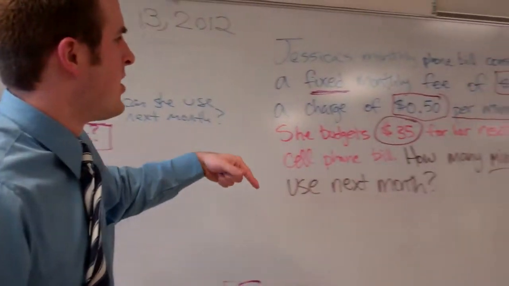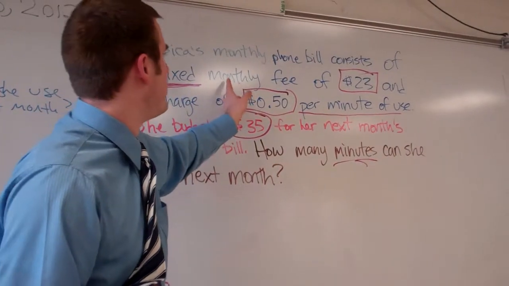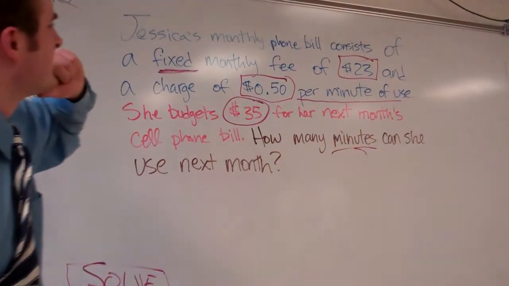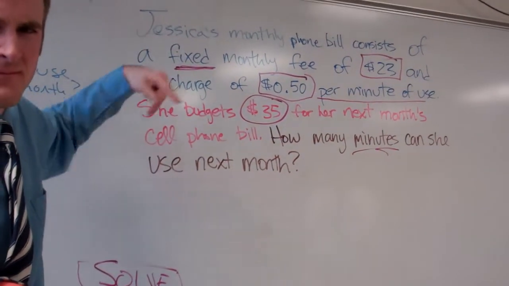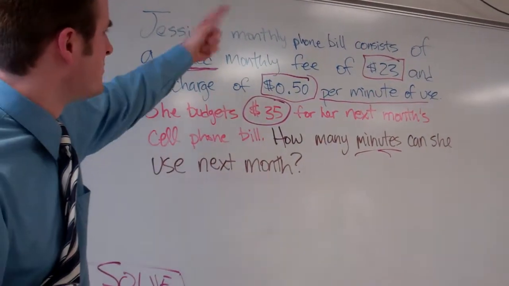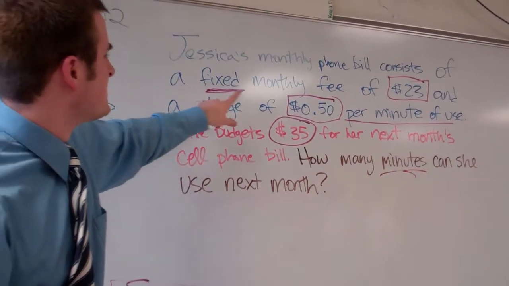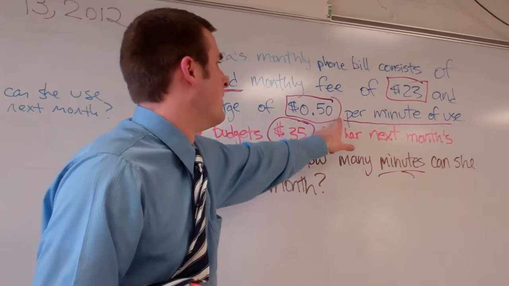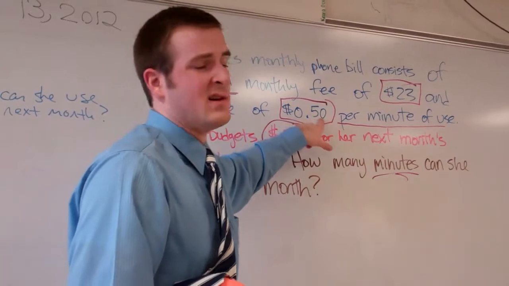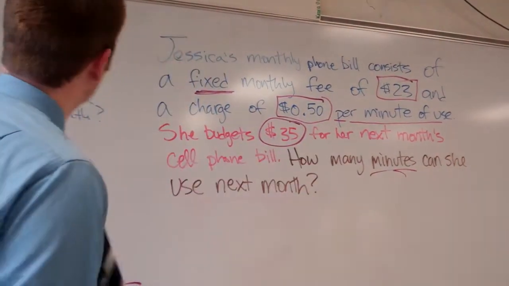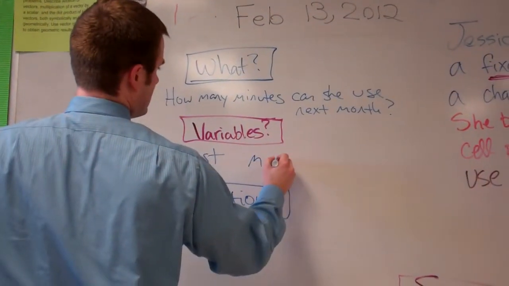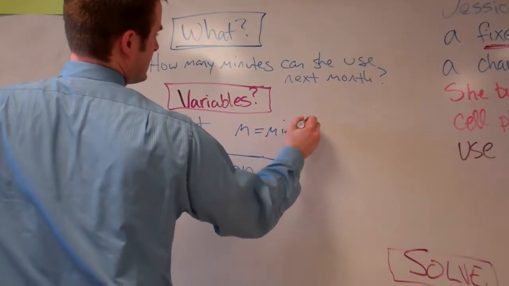Alright, next up, we have a fixed monthly fee of $23. Well, fixed, Mr. Kent said, is always the same. So I don't really need a variable for that. Variable means change. Alright, so we don't need anything there. A charge of 50 cents per minute of use. There we go. So the cost of that minute usage is going to change. So I'm going to name minutes M. How many minutes I use. So M is going to be minutes.